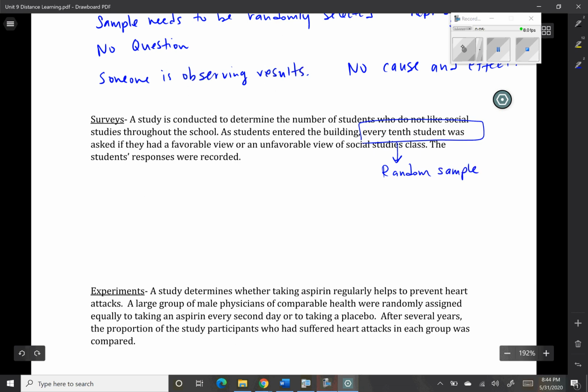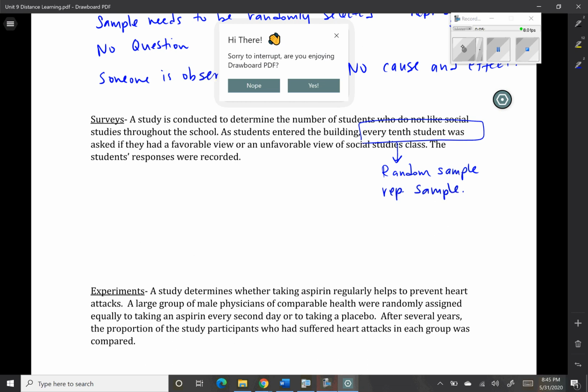So if I asked every 10th student that walked into the building, I'm going to get some students that live in New Windsor, some students that live in Cornwall, some students that live in COH. I'm going to get different age groups: 9th graders, 10th graders, 11th graders, and it's going to be mixed up because I'm only choosing every 10th student. So this is not only going to be a random sample, it's also going to be a representative sample of the population. All right, so that's actually a really good sampling technique.